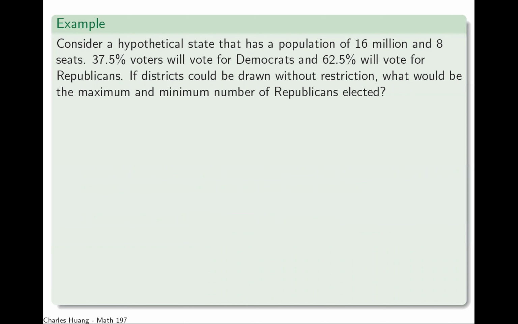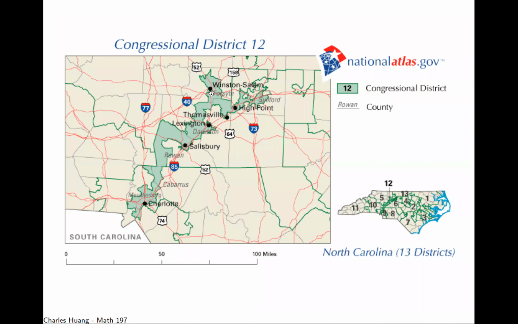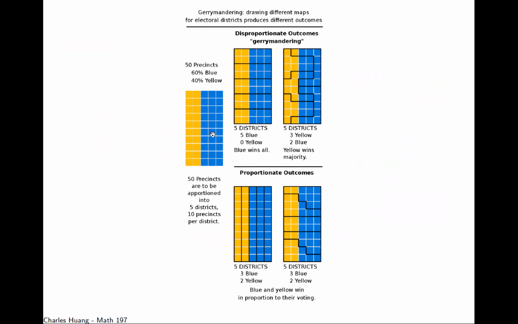Now, if we have something more concrete, with numbers shown over here, how do we find out the maximum and minimum number that we can elect? We have to be careful. The side with more votes can, if we draw our boundary without restriction, win all the seats.